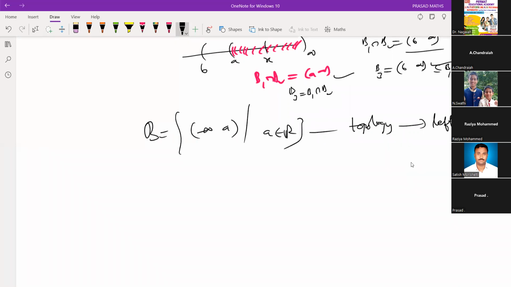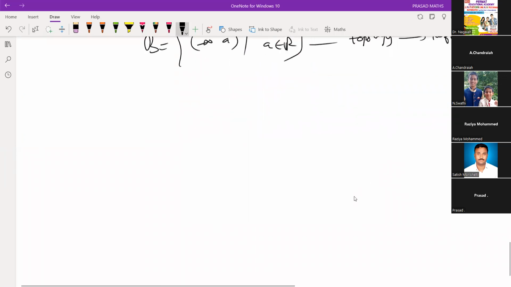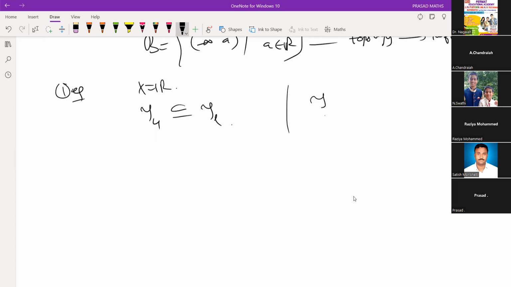Now you have bases, and you have topologies. Now the question is, suppose you are given the usual topology and the lower limit topology. Are they comparable? Is it true actually? Which of them is true? Either tau u is contained in tau l, or tau l is contained in tau u. Which one is true?